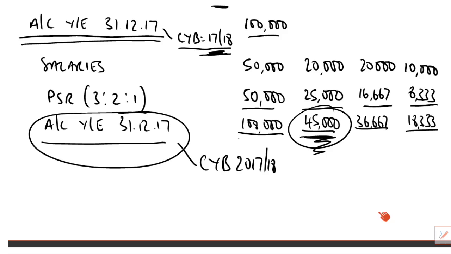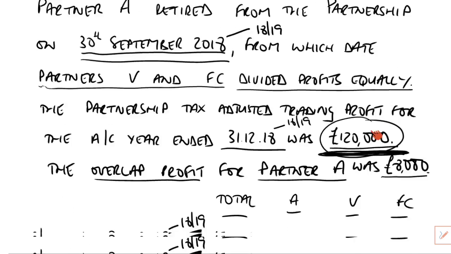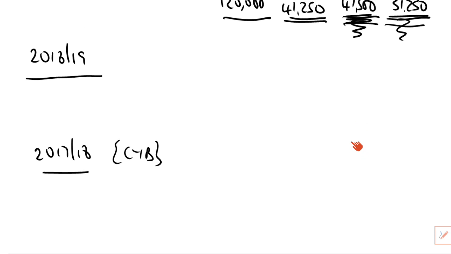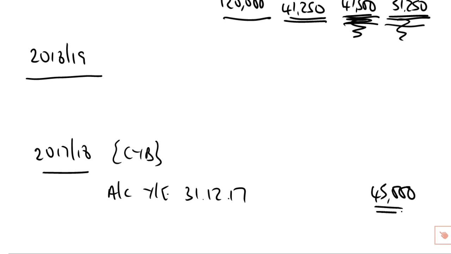So, just to bring that into the exercise we're doing here, let me just scroll through. 2017-18 CYB assessment, as we said, that was based on the accounting year ended December 17, and I don't want to scroll back. I think, was it 45,000? I think it was that, but you can check back through. So we'd already done it. Right. CYB assessment in penultimate tax year. All remaining profit is then allocated to the final tax year, from which we will then deduct the overlap profit as our so-called overlap relief there.